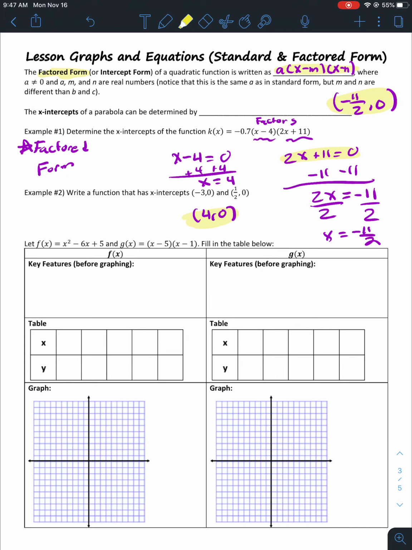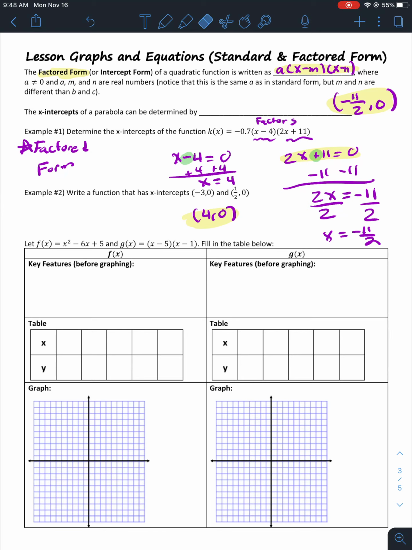I hope you noticed that these signs did end up being the opposite sign. This started off as negative and the answer became positive. This was positive and ended up negative. Once again, it's not a trick or something you have to remember. It's just the math. You make observations when you do these types of problems over and over again. So that's how you go from factored form to find the x-intercepts.